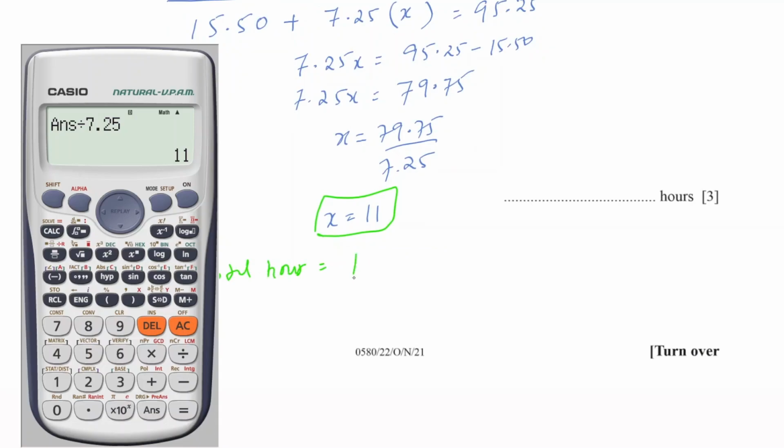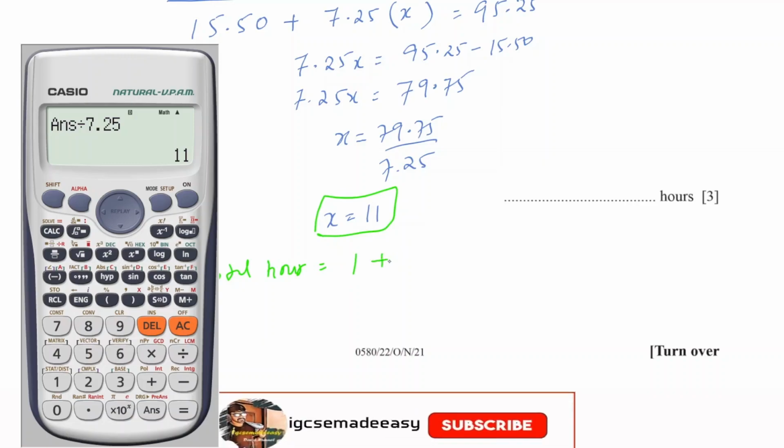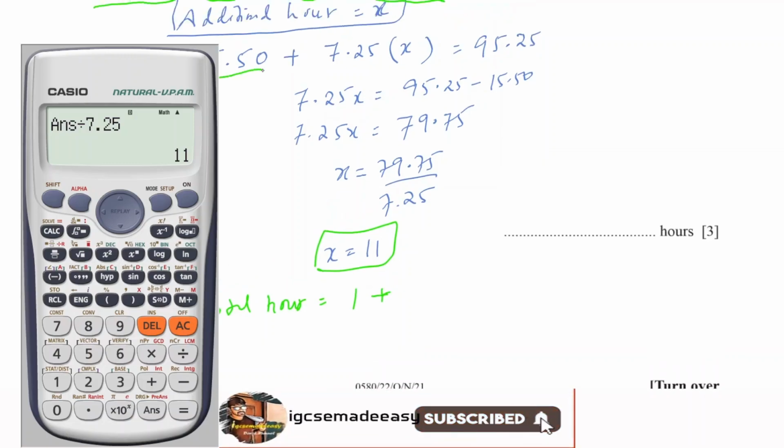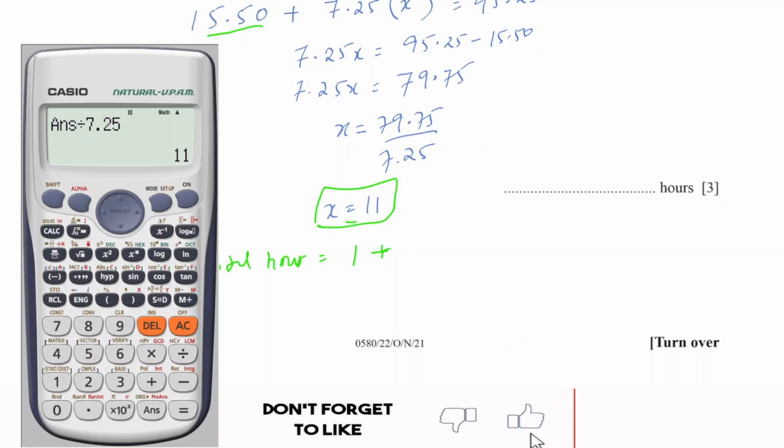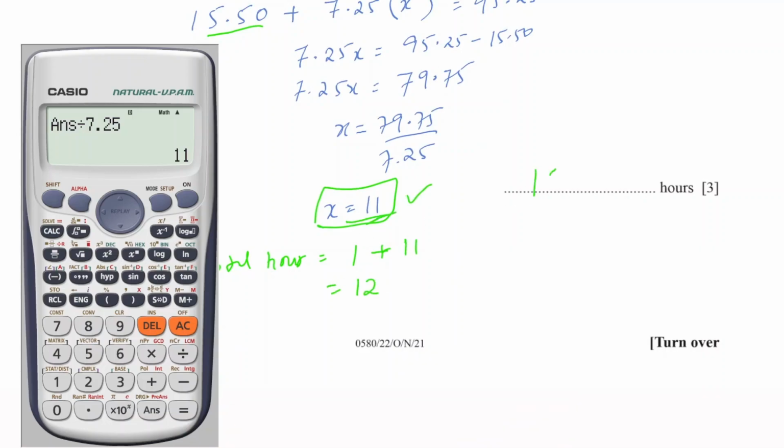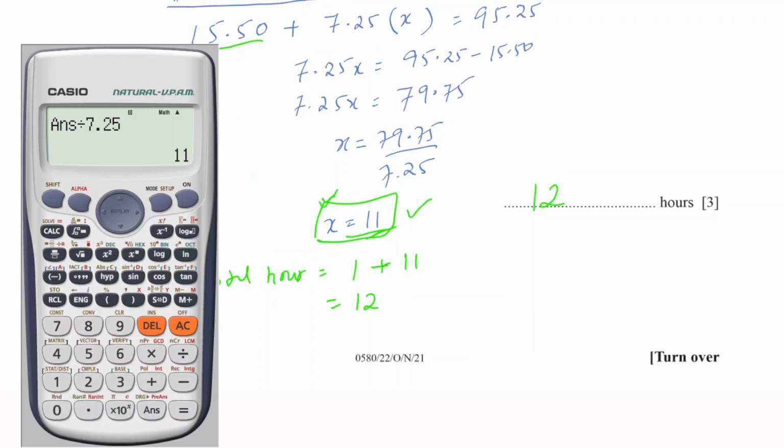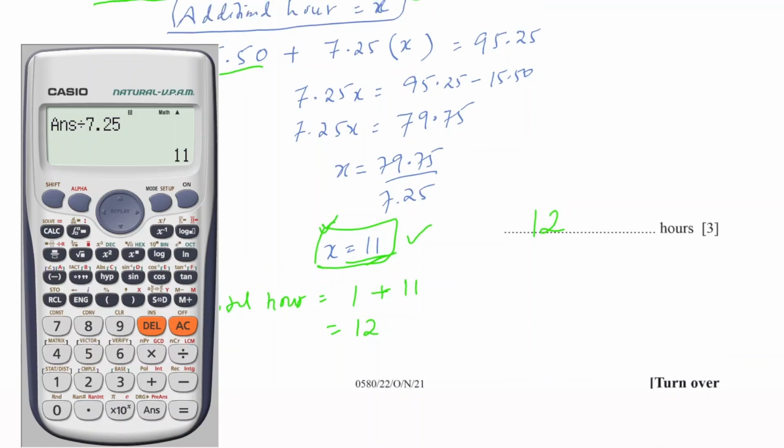Already she worked for the first hour, right? First hour she worked and she paid 15.50, and additional hours that she worked is 11. So the total hours that she is working is 12 hours. So keep it in mind. Generally you will be landing here and you will leave the answer over here, but this x is just an additional hour that she worked, but already she has worked for 1 hour, that you have to keep in mind. So let's move.